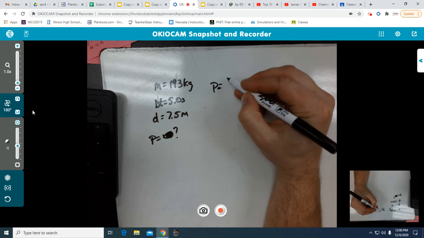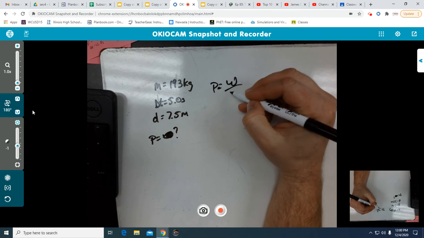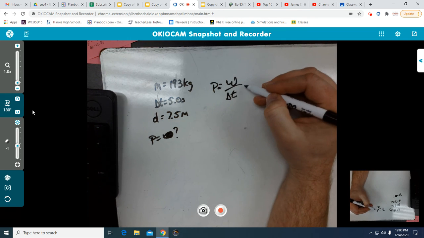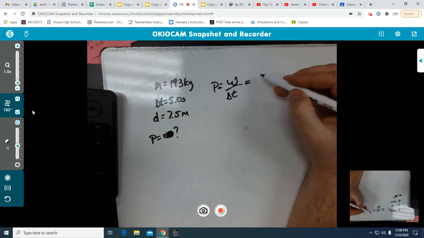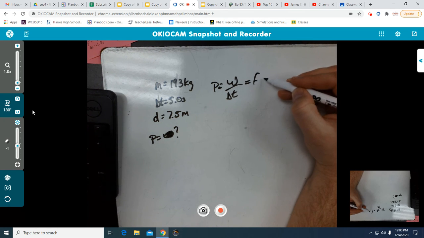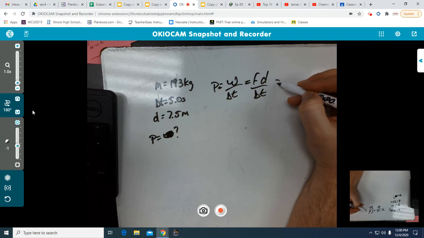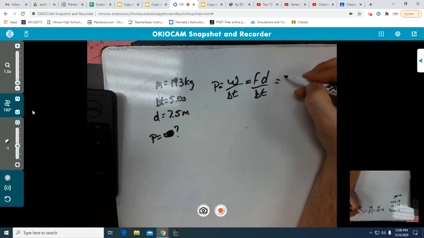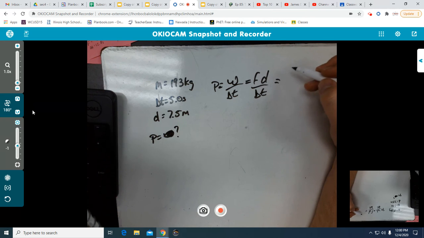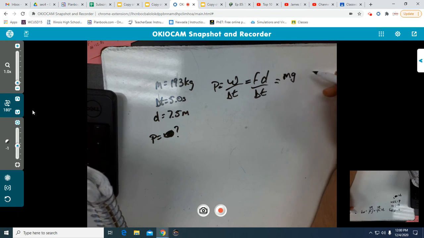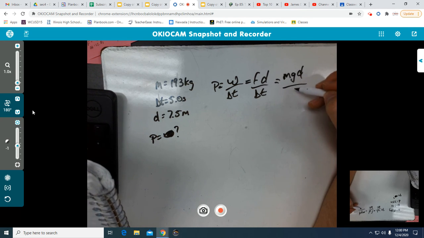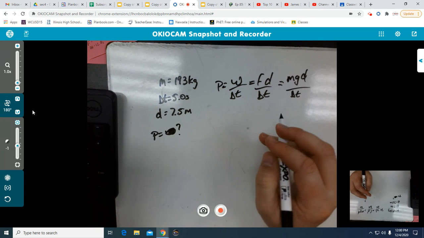So power is equal to work divided by total time. But remember, work is going to be force times distance over delta t. We're not told what the force is directly, but what we do know is the mass, and we also know what gravity is. So it's going to be mgd over delta t, okay?